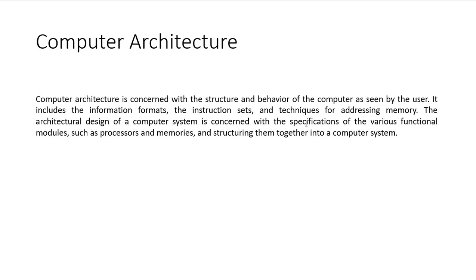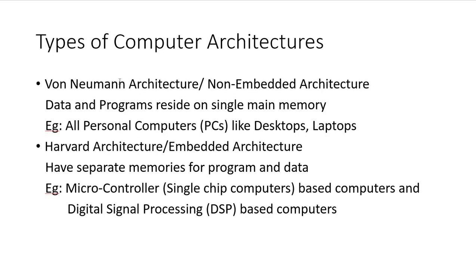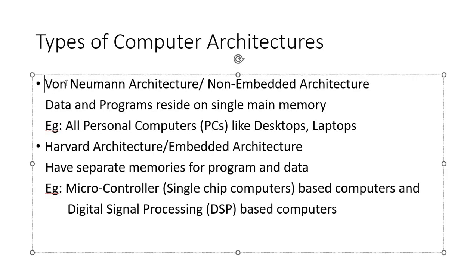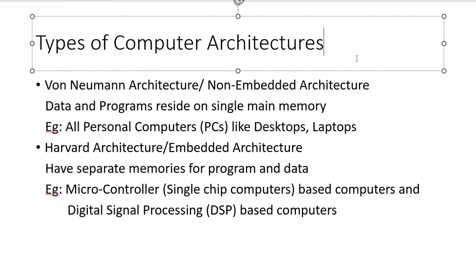And in general, computer architecture is of two types. What are the types of computer architecture? Generally we have two types of architectures. The first type is what we call von Neumann architecture, or non-embedded architecture. Von Neumann is the name of the scientist who developed this type of computer architecture. In von Neumann architecture, all the data and the programs reside on a single main memory, that is our random access memory. So both data and programs will be residing on a single main memory.